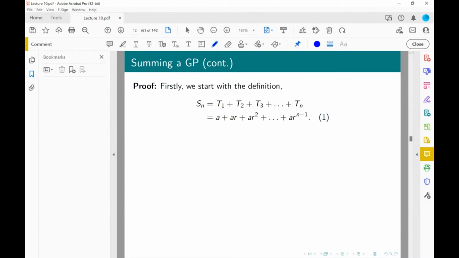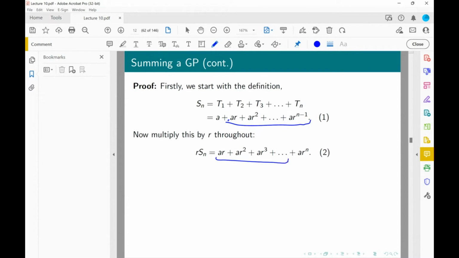Now, here's the idea. To deal with the sums in between, we multiply by R. So R times Sn is A times R from the first term, A times R squared for the second term, A times R squared times R is A times R cubed, and you can see we're going to get the same pattern up to A times R to the n. And what do you notice about all these terms versus all the terms up to the last one, which will be plus A times R to the n minus 1? What do you notice between those expressions?